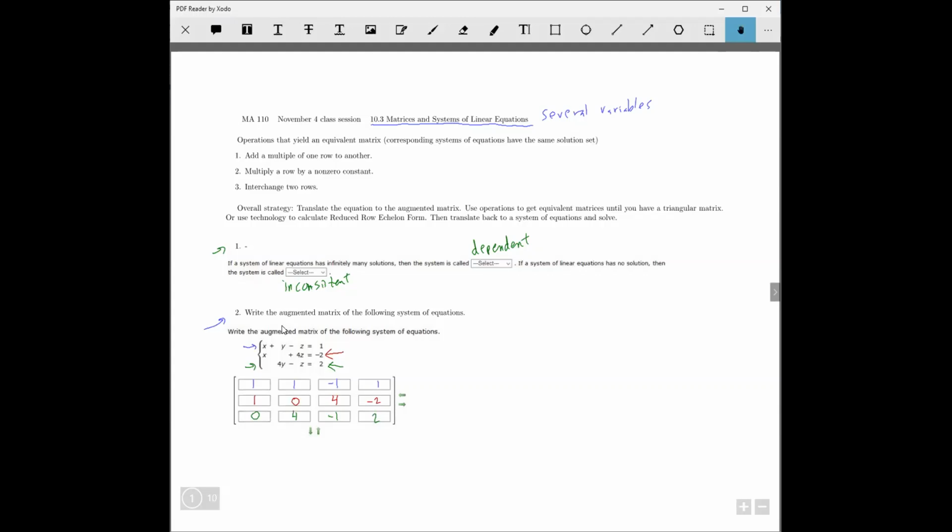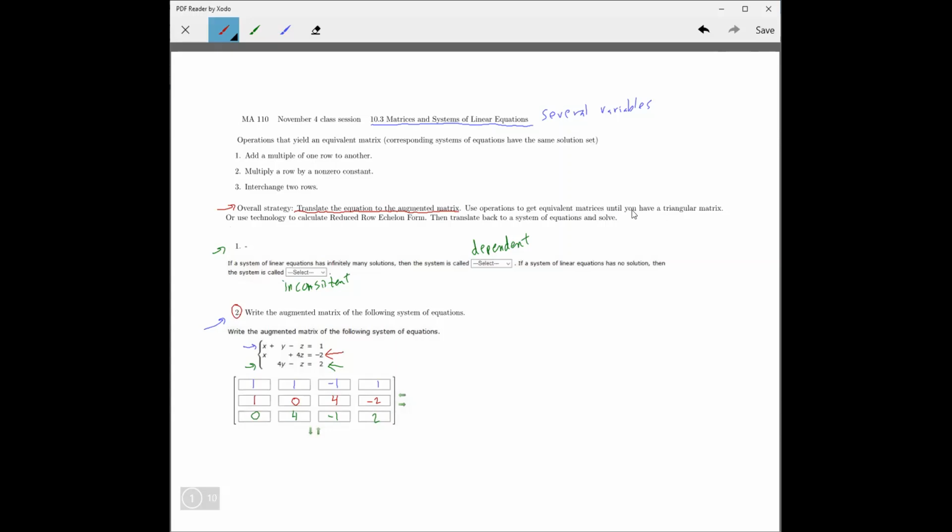So this right here, number 2, represents the first step in the overall strategy, which is to translate the equation into an augmented matrix. So you have an equation like that, you'll translate it into a matrix like this. Okay, the next thing you're going to do is operations to get equivalent matrices until you have a triangular matrix. So these operations are the corresponding operations we talked about in the previous section, but applied to matrices. They do the exact same thing, but when the system is in matrix form.